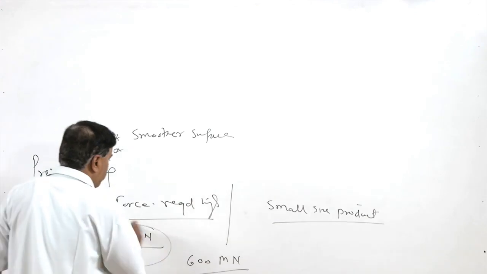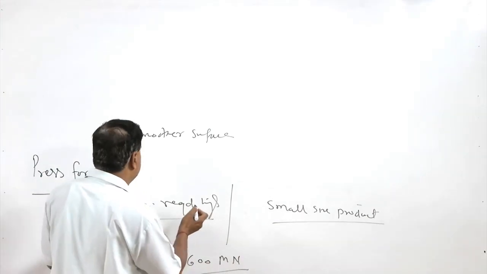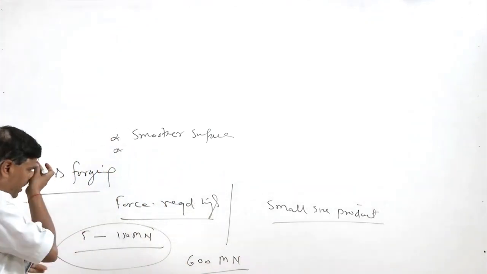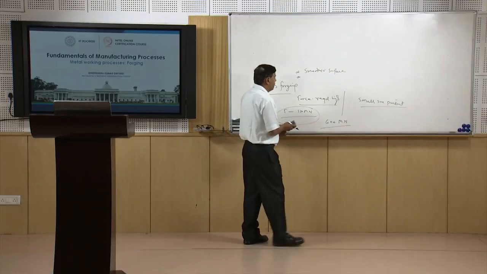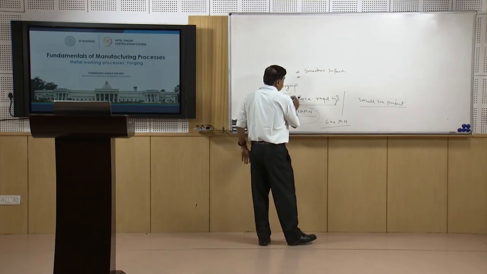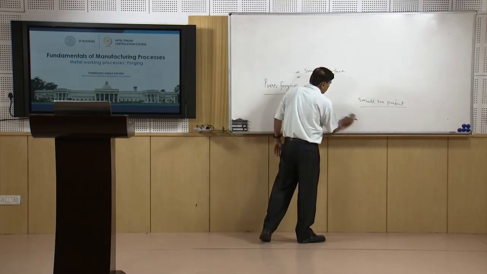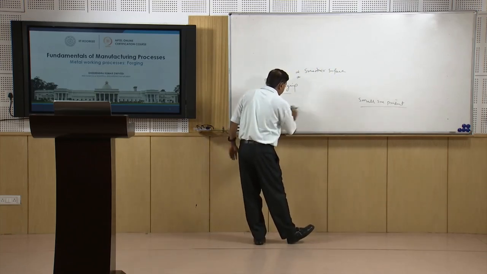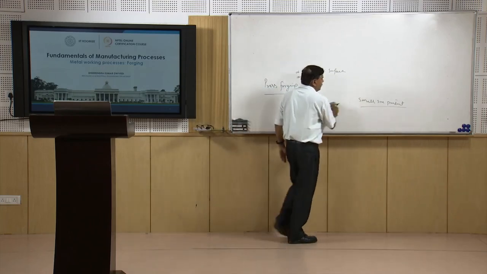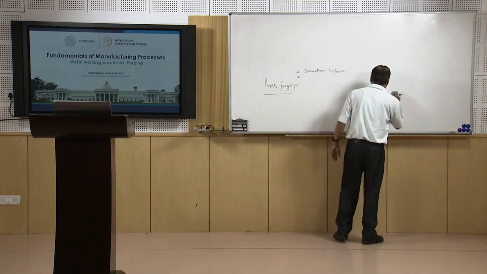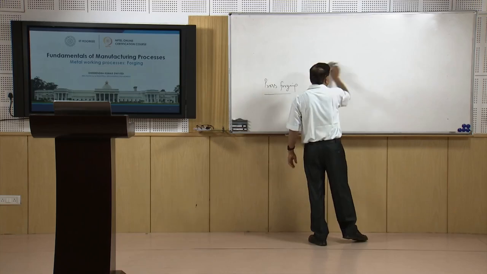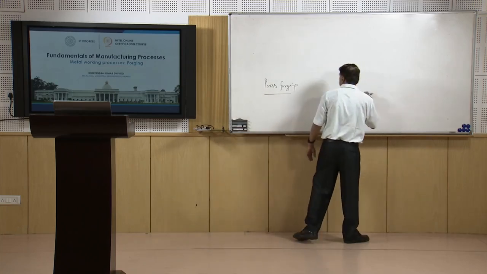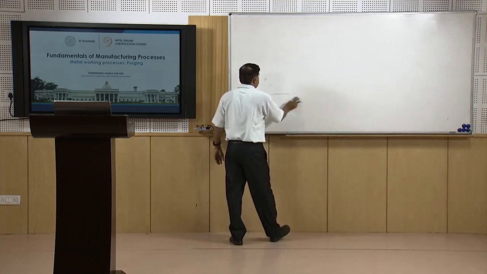So, it is the capacity that limits the size of the job which can be handled by press forging, because very large capacities of presses are required for press forging of large size jobs. Therefore, press forging is limited to small size products.